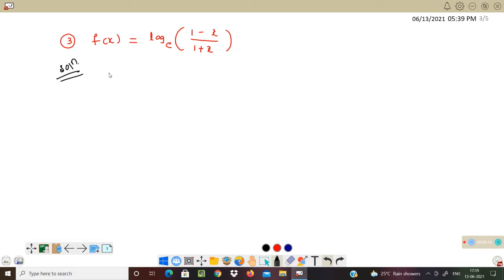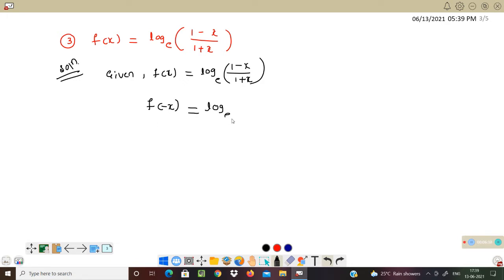Okay, so what we have to do? It is given. So what is the given? Given which is nothing but f of x. F of x is equal to log to the base e of (1 minus x) by (1 plus x). So just find out f of minus x first. F of minus x. It means in the place of x just put minus x.